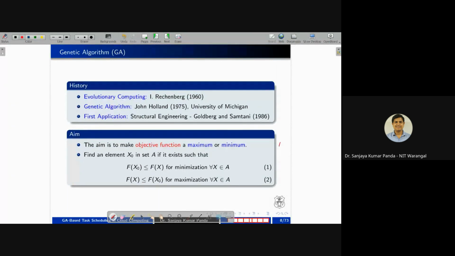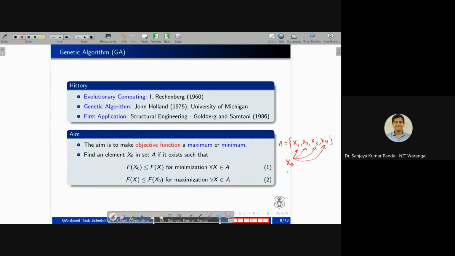Now let us consider a set A, which consists of several elements: x1, x2, x3, x4, and so on. Let's say up to x4, I am taking a set with 4 elements. You have to find a particular element x0. x0 may be x1, x2, x3, or x4. You have to find an element x0 in this set, if it exists, such that f(x0) is less than or equal to f(x) for a minimization problem, for all x belonging to A.